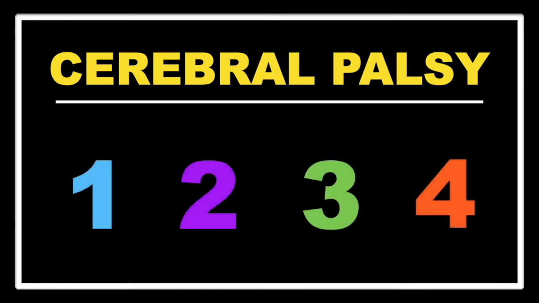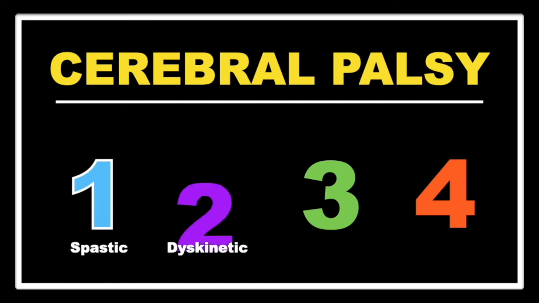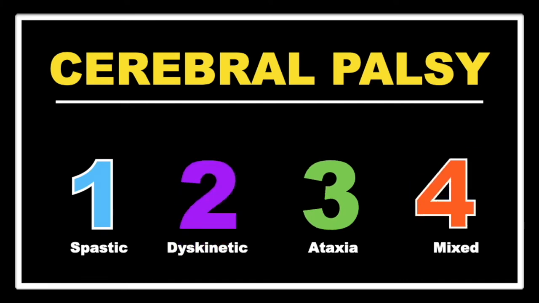There are 4 different types of the condition. Spastic cerebral palsy is the most common type. This makes a person's muscles feel stiff and tight and affects movement. Other types may cause involuntary movement, shaky movements, or a mix of motor issues.